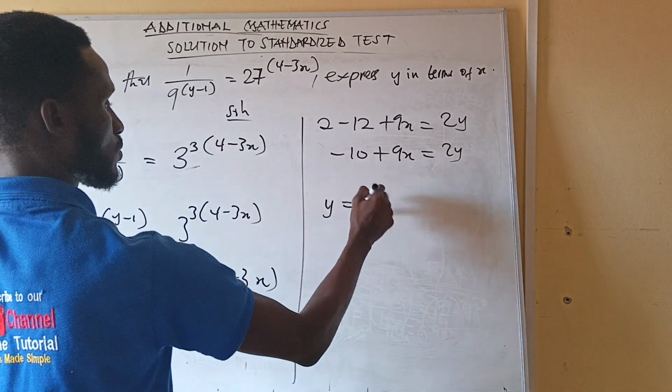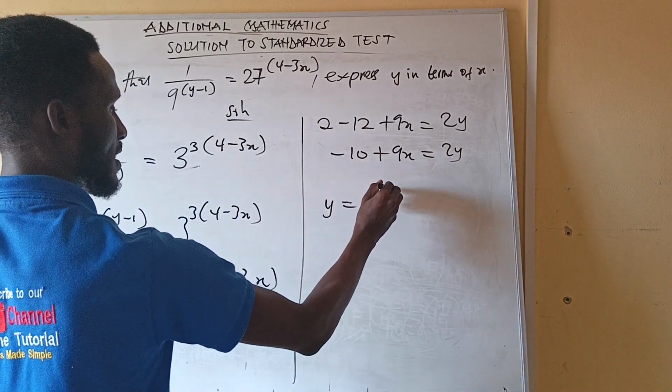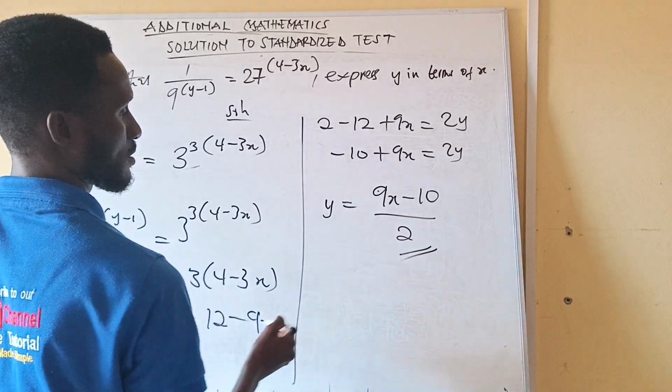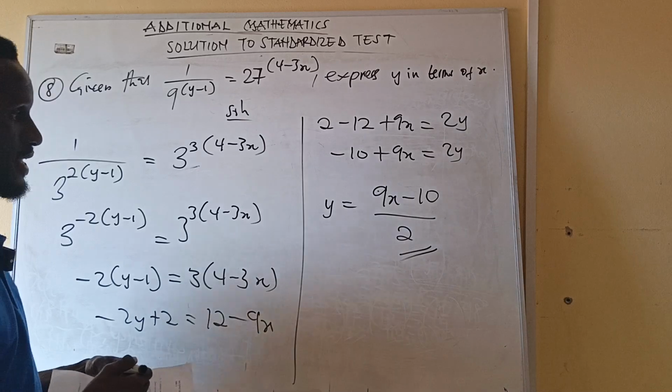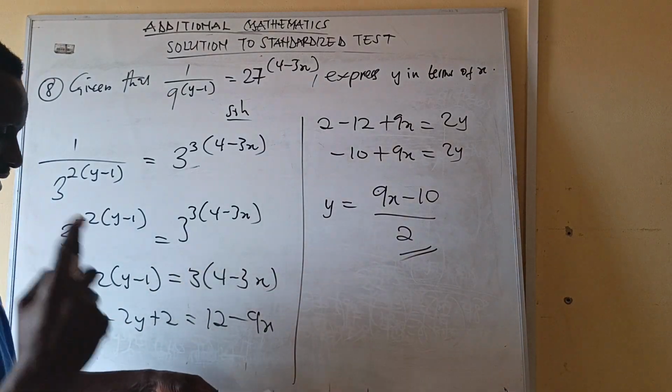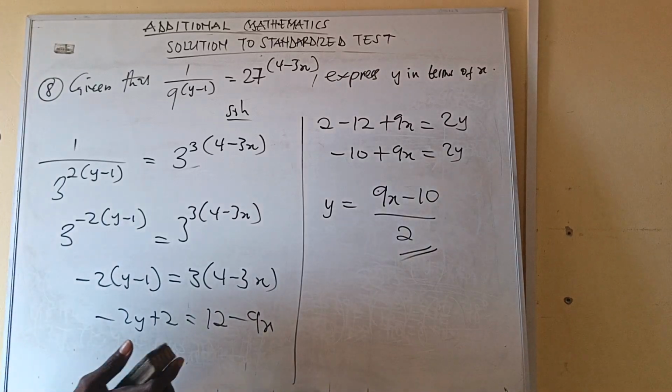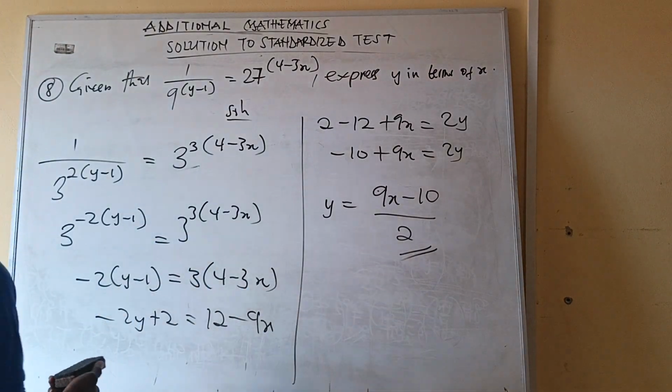So y is equal to, now let me interchange this one, the same as 9x minus 10 all divided by 2. Now this is as simple as that. Very simple. Did you get it correct? Now let's move on to the 9th question. Question number 9.